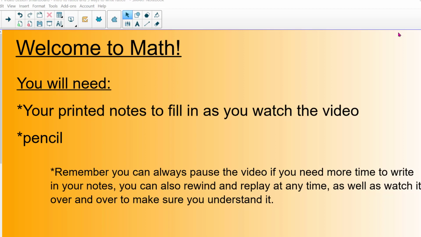Remember to have your printed notes with you so that you can fill them in as you watch this video, and of course a pencil to write with. And remember, you can always pause the video if you need some more time to write your notes, and you can always rewind and replay anytime so that you can rewatch parts that you may have missed or just to watch it again to make sure you fully understand it.